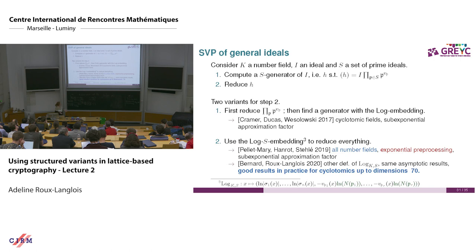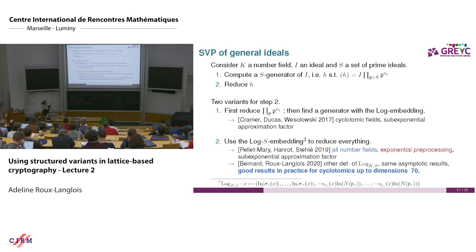So I have to reduce this part, okay? But for this, there are two different lines of work. The first one, CDW, say, okay, we will first reduce this product that is too large for finding a short H, and then I will use the log embedding to go back to my previous case. Okay, that's what CDW do.